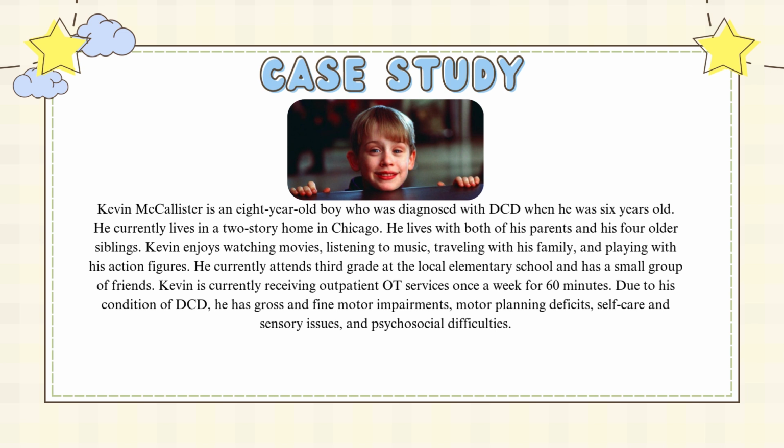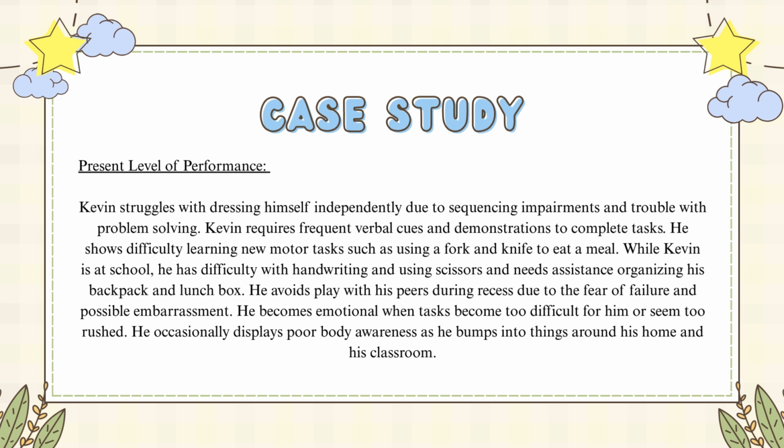He is currently receiving OT services in an outpatient setting once a week for 60 minutes. Due to his DCD condition, he has gross and fine motor impairments, motor planning deficits, self-care and sensory issues, and psychosocial difficulties. So moving on to Kevin's present level of performance, he is currently struggling with dressing himself independently due to sequencing impairments and trouble problem solving.